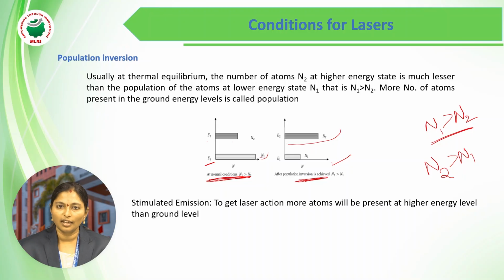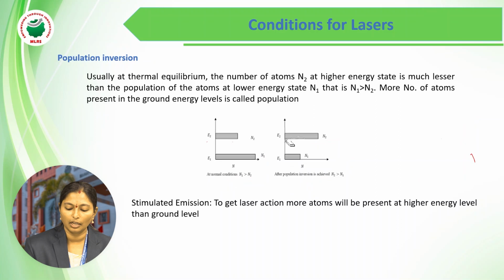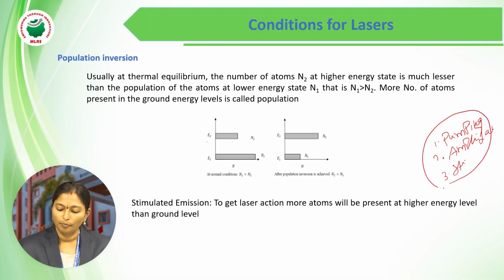If that is the case, then only we will have lasing action. That means we will have the stimulated emission process. Okay. So here, this population inversion is going to be associated with three main processes. One is pumping, second one is amplification, and third one is stimulated emission. These three are the major factors associated with population inversion.